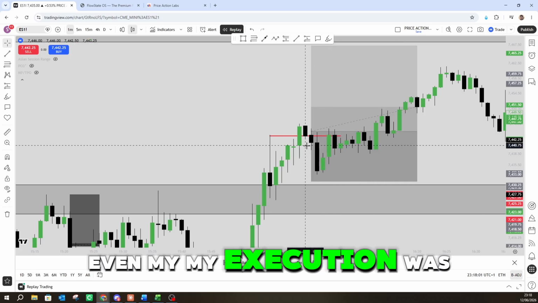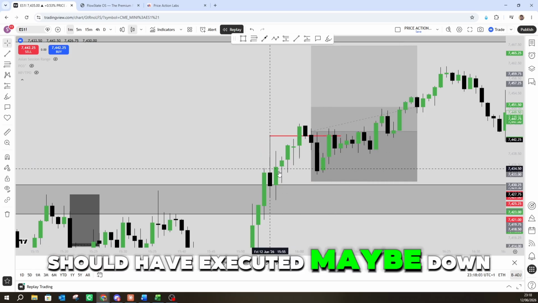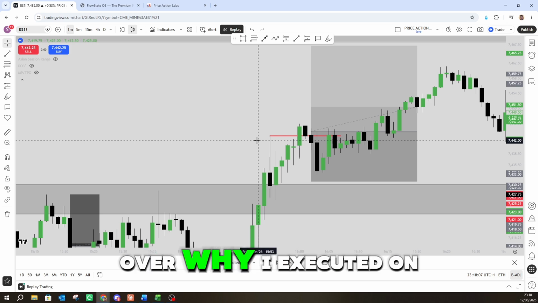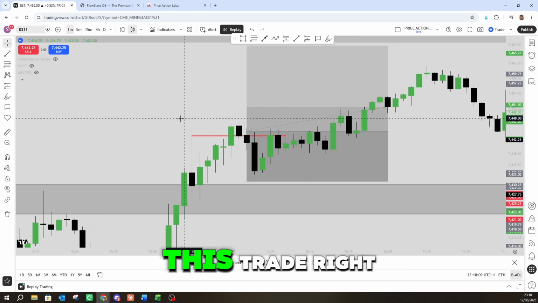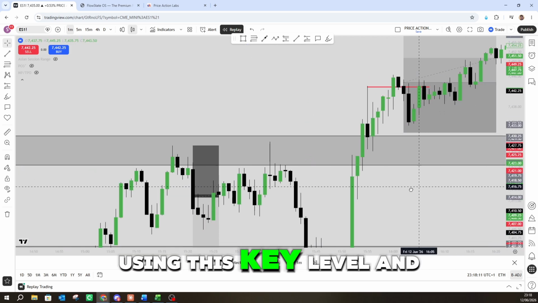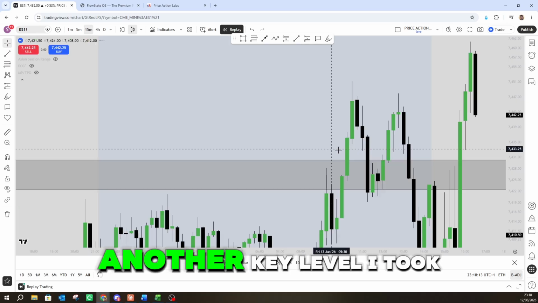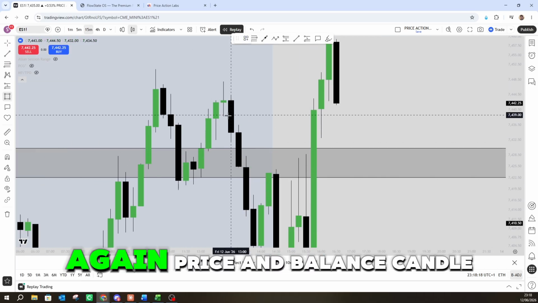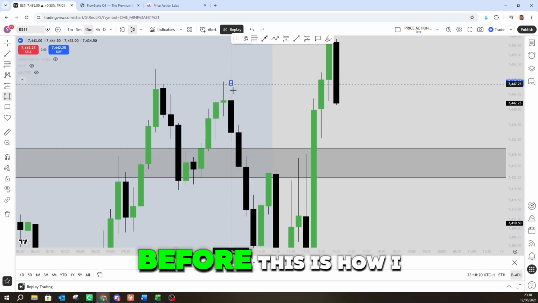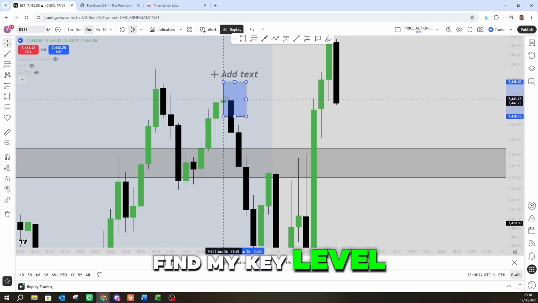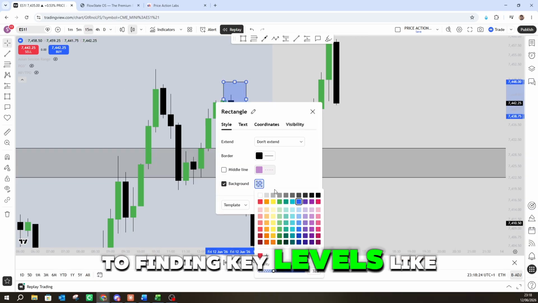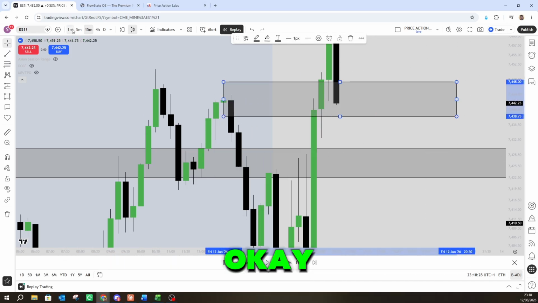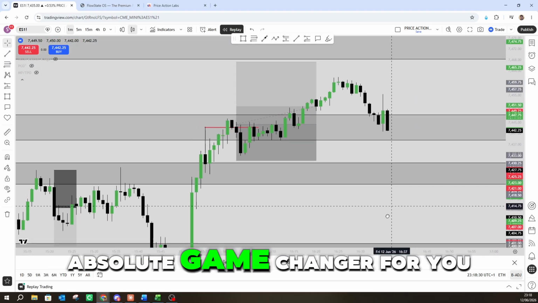Even my execution was a bit late. I should have executed maybe down here. I executed here. This is my break line. And I'm going to be going over why I executed on this trade, using this key level. And more specifically, another key level I took from the session was here. Again, price imbalance, candle before. This is how I find my key level. Now, if you're not used to finding key levels like this, it is going to be an absolute game changer for you, okay?